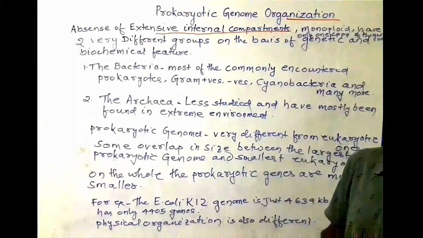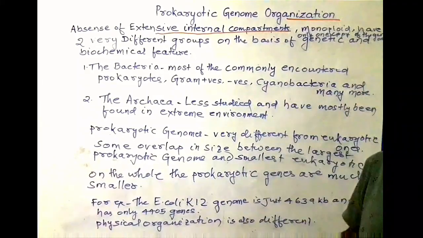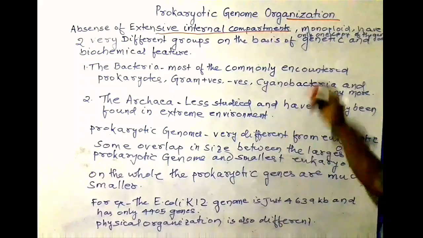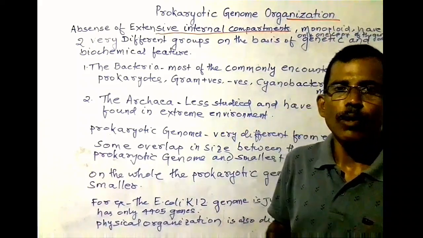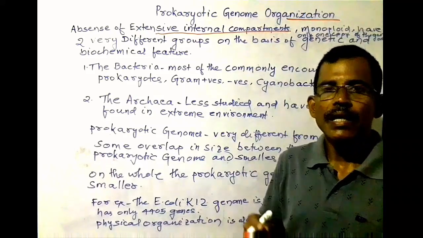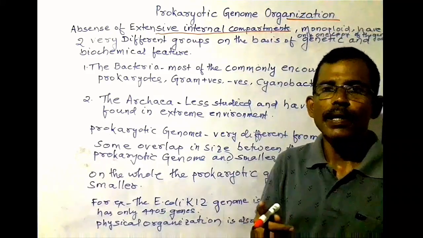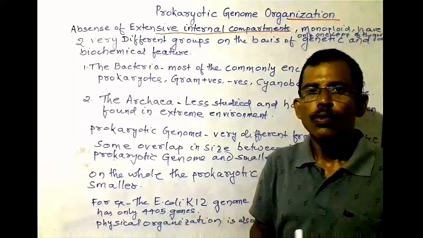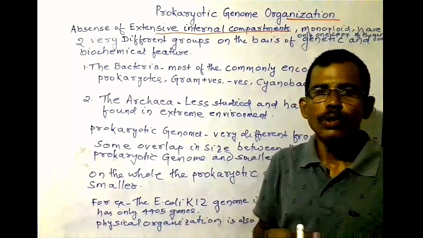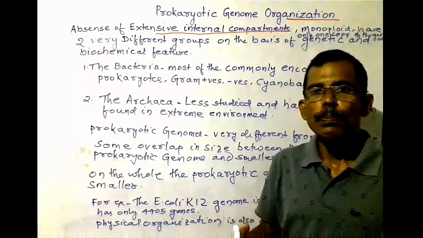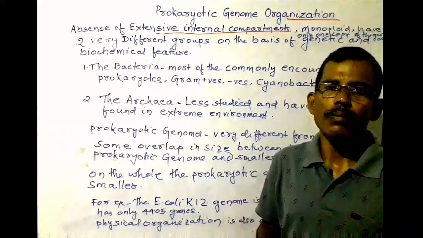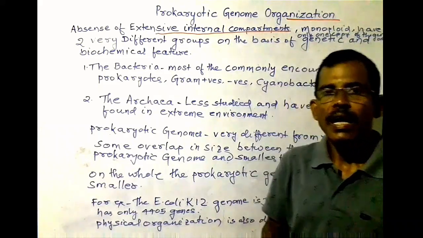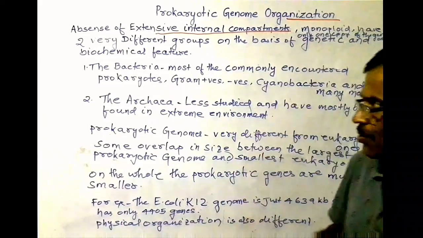Another important characteristic of prokaryotes is that they are monoploid. All prokaryotes are monoploid. That means they have a single copy of the genome. We are diploid. That means we have two copies of the genome. So prokaryotes are monoploid. They have a single set of genes.